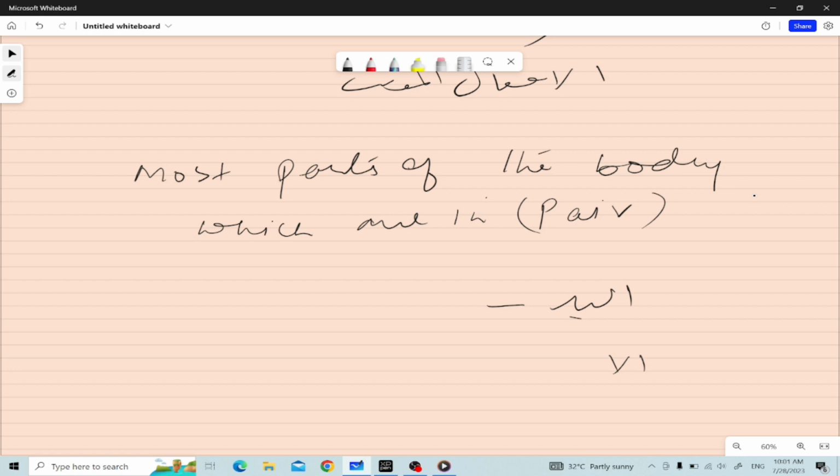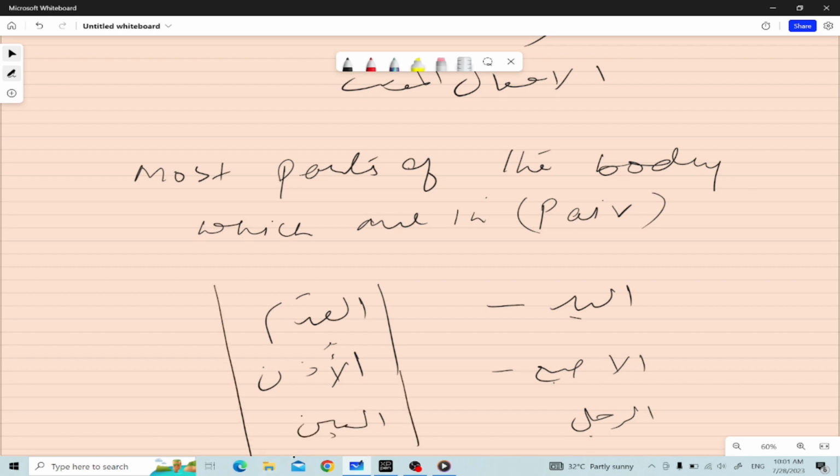Al-isba', the finger, al-rijl, the leg, al-qadam, the foot, al-udnu, the ear, al-ainu, the eye, al-dhira'u, the arm, al-kaffu, the palm. Al-yad, the hand, al-isba', the finger, al-rijl, the leg, al-qadam, the foot, al-udnu, the ear, al-dhira'u, the arm, al-ainu, the eye, al-kaffu, the palm.